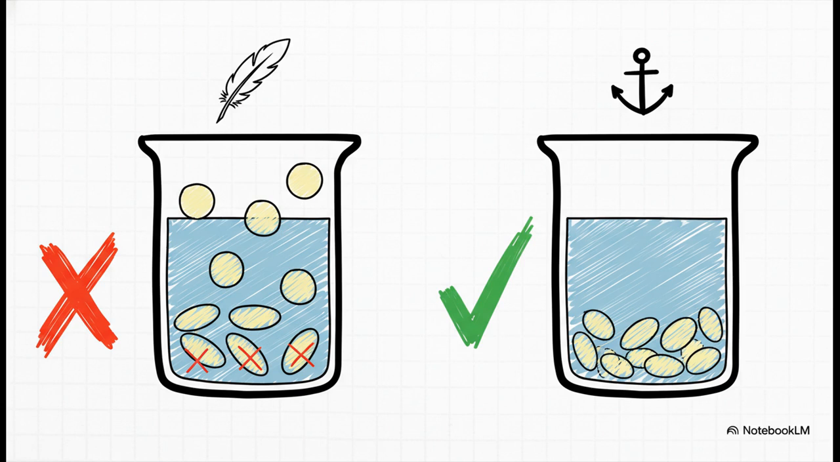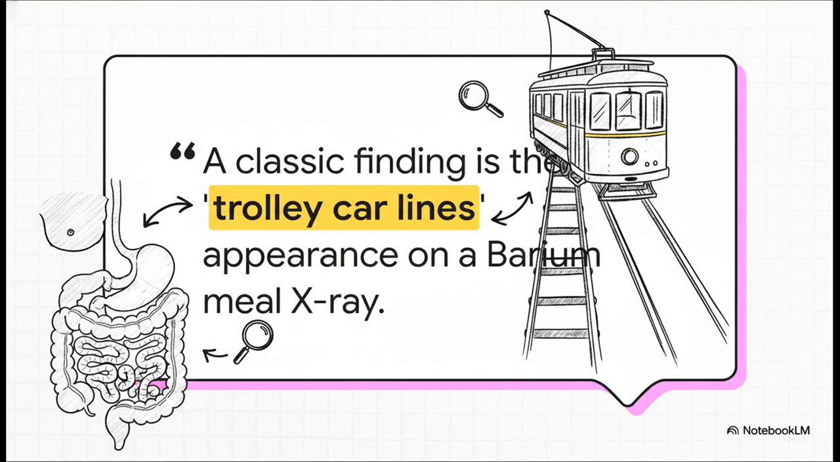Why? Well, remember how we said those unfertilized eggs are heavy? They don't float. So if you only use a flotation method, you could totally miss the diagnosis. Now, when there's a really heavy worm infection, imaging can give us a crystal clear picture. A barium meal x-ray can show the adult worms hanging out in the intestine. They create this really unique pattern that looks like parallel lines. We call them trolley car lines. It's a super distinct sign, and once you see it, you won't forget it.